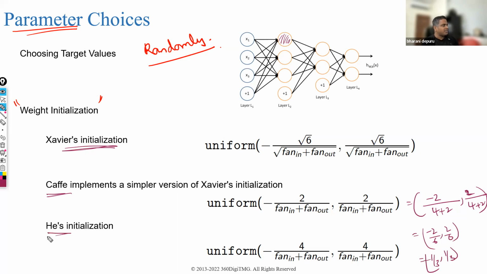If you use something called He's initialization, it has again a different formula to calculate. The point that I'm trying to drive is why you have random weight initialization. There are also other techniques for initializing the weights. Initializing the weights is very, very important. If you are able to initialize the weights better, you get better accuracy.